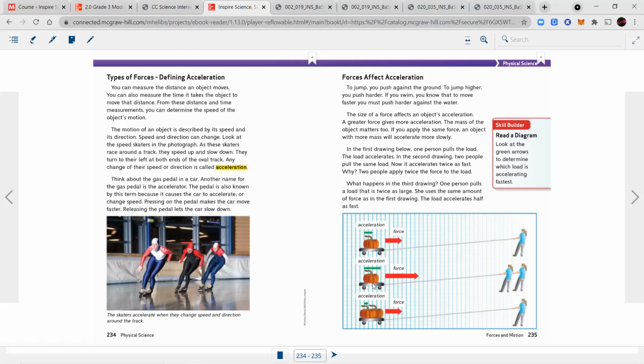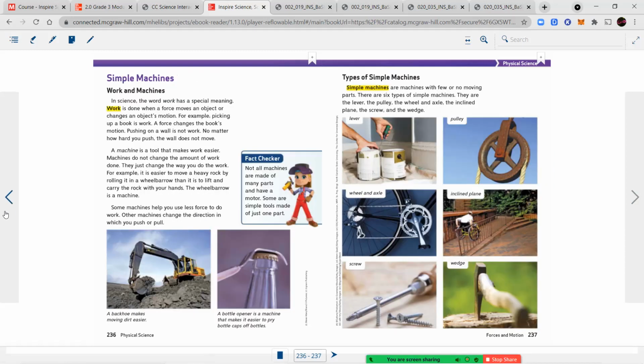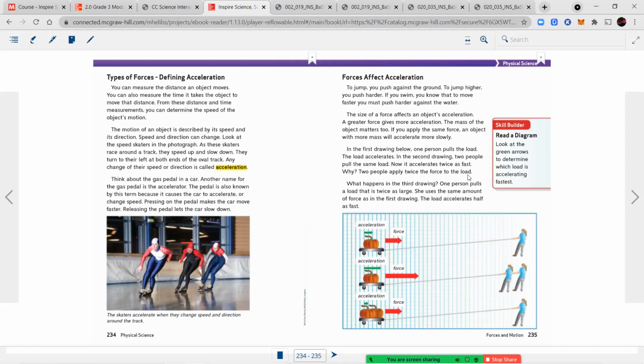Now our last question on page 230 is question number 13, and we're going to read page 235 to be able to answer it. We're going to review page 235 here to be able to answer it. Okay, the third drawing shows the load accelerates half as fast as the first drawing. What causes this? So why is this going to move half as fast as this first one? Take a look at the load on each one to help decide your answer.